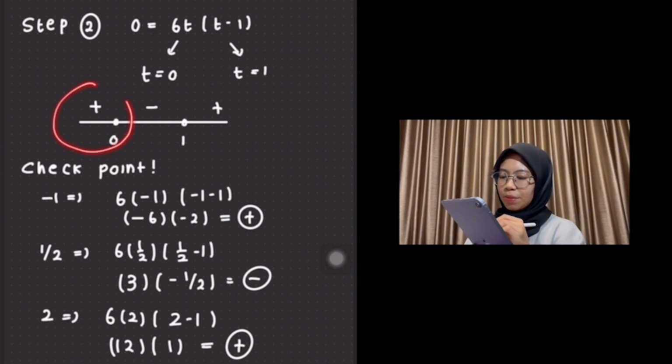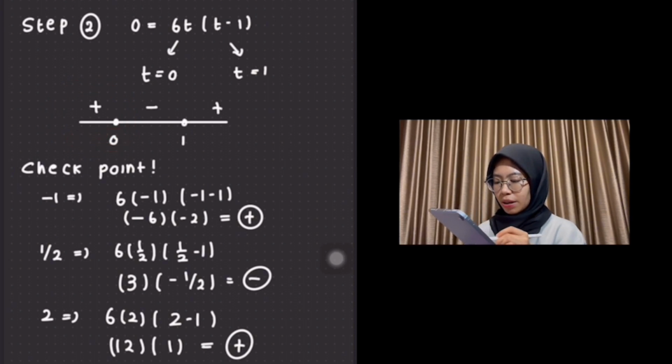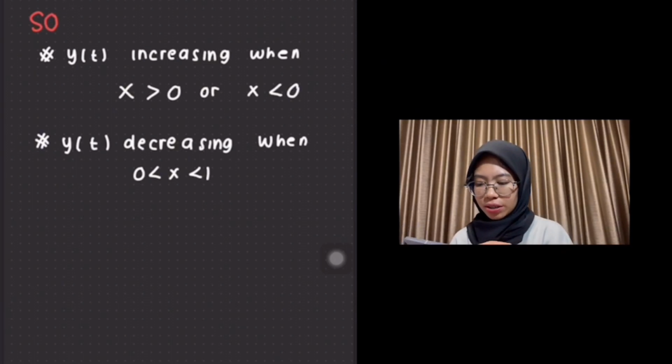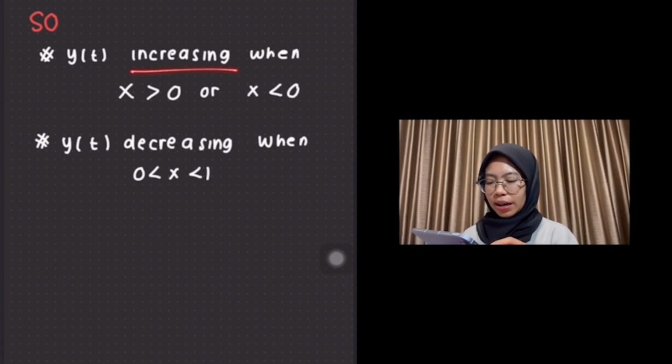I'm going to take from this area because it's below 0. Then I'm going to take one of the numbers, which is minus 1, and we apply this minus 1 into these functions. So it becomes 6 times minus 1 times minus 1 minus 1, which equals minus 6 times minus 2. Then the answer will be plus. This plus and this plus are the same thing, so it applies for this interval. So there are two answers for this question. The first one is y of t increasing when x is more than 1 or x is less than 0. And the second answer is y of t decreasing when 0 is less than x less than 1.